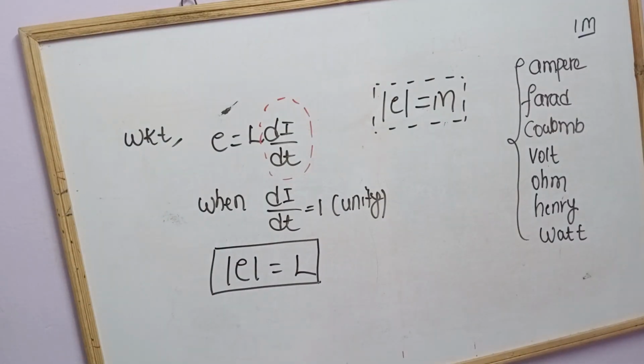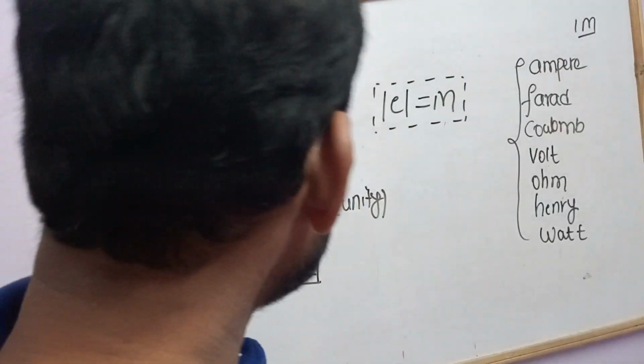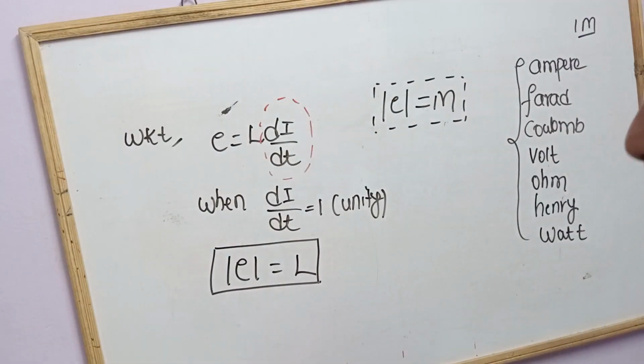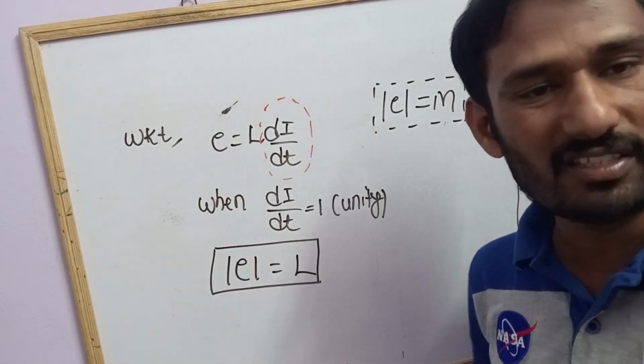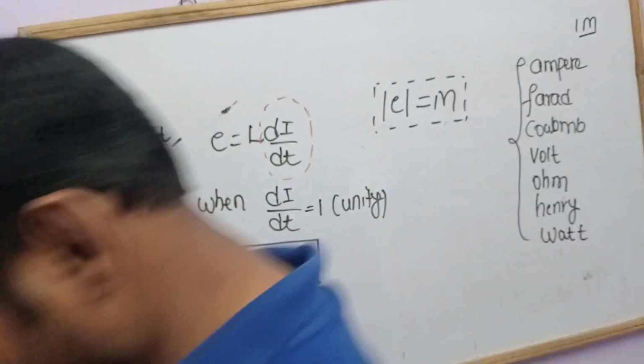Then how to define this 1 Henry? 1 Henry is the inductance of a coil when current changes at the rate of unity. That is the definition of 1 Henry.